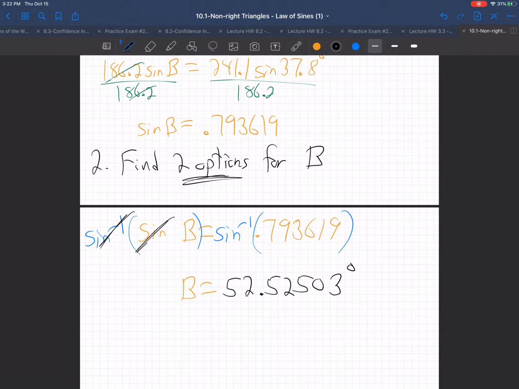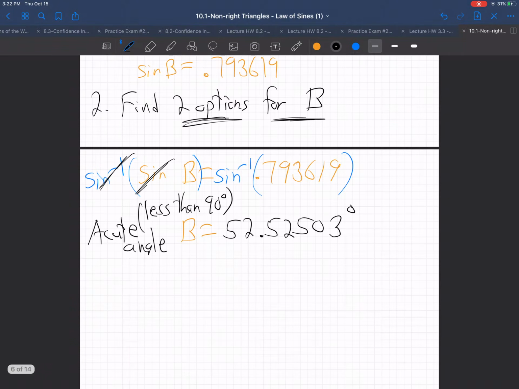But there's two options for B. That's the acute angle, meaning acute means less than 90. That's the angle less than 90. The other option, now here's the trick. The other angle, the one that is obtuse, the obtuse angle, obtuse means more than 90.